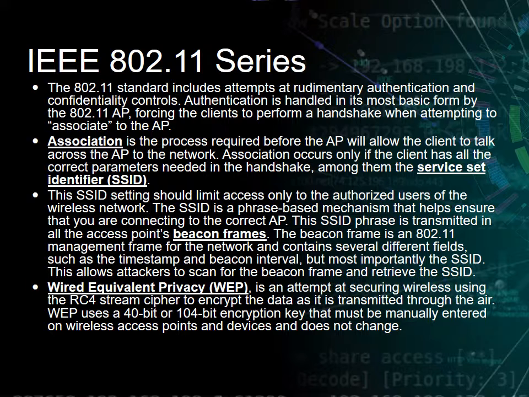Then there's Wired Equivalent Privacy, or WEP, which is a protocol that attempts to secure wireless using the RC4 stream cipher and tries to encrypt the transmission through the air. WEP uses a 40-bit or 104-bit encryption key that must be manually entered on the wireless access point and on the devices that want to connect to it, and it doesn't change. So the longer you keep that phrase or password, the WEP key, the more likely it is that somebody can crack it if they're trying to use brute force.